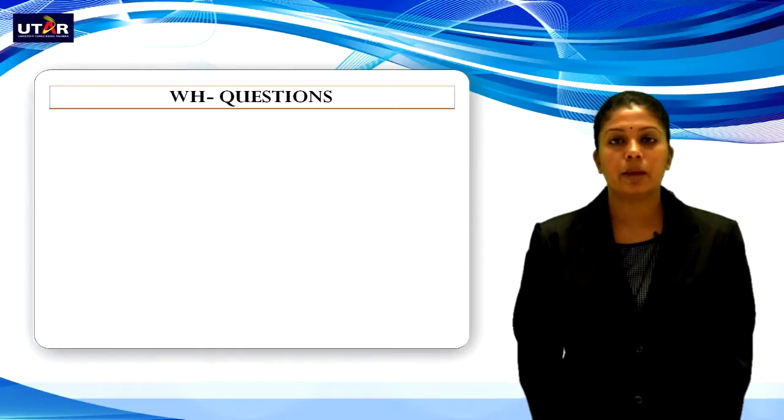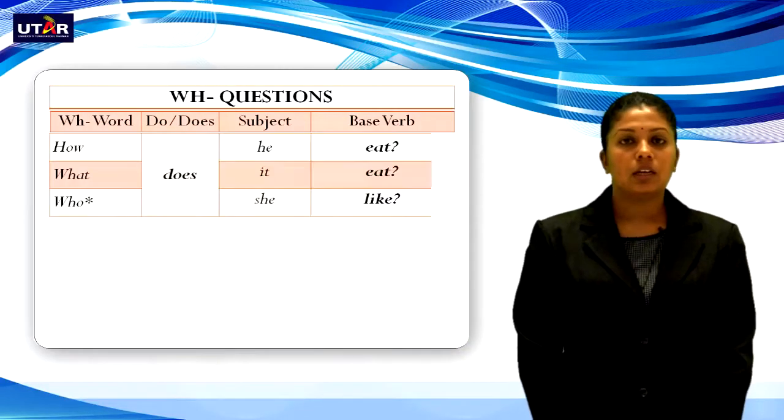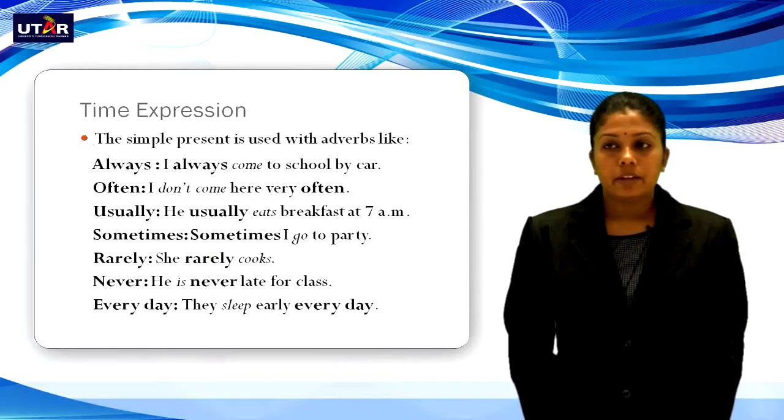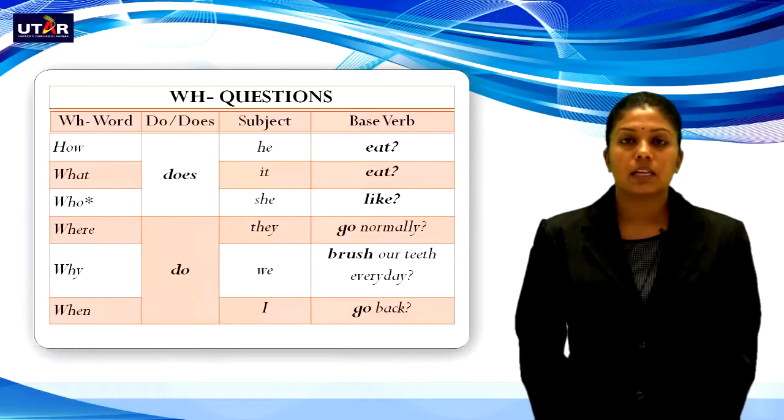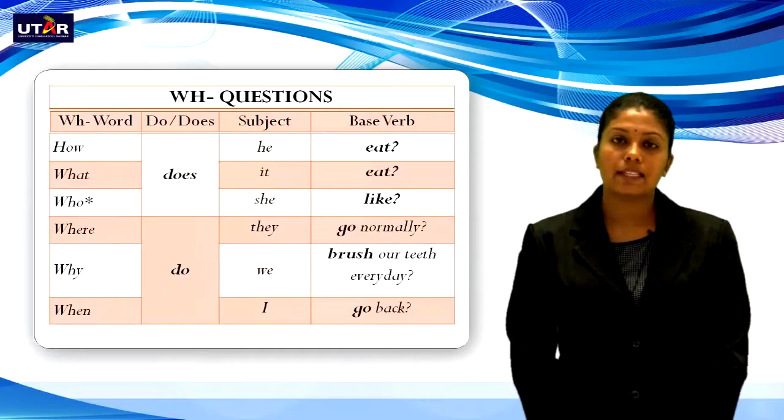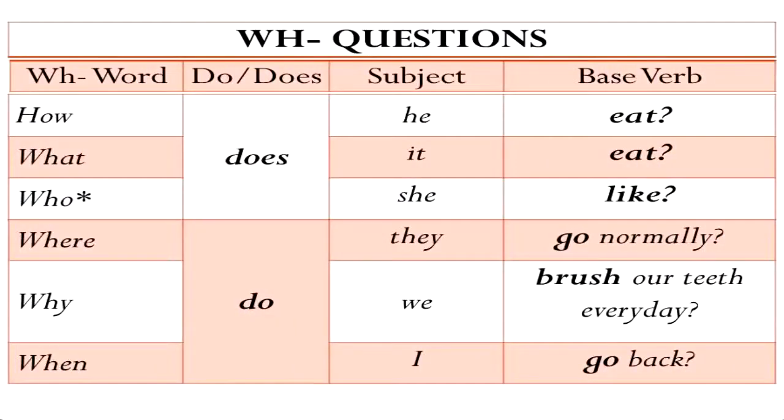Now let's move on to WH questions. Whenever you construct a WH question, the WH word has to come first. So WH words here are what, who, where, why, and when. And another exception, we have how. So let's look at the examples.